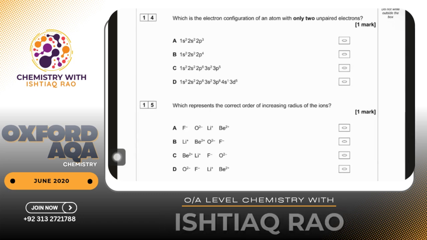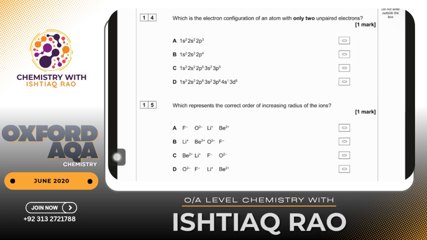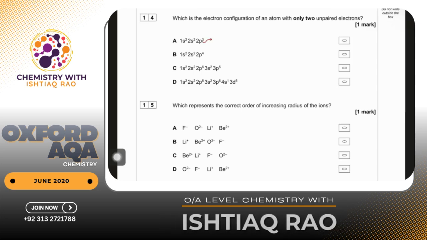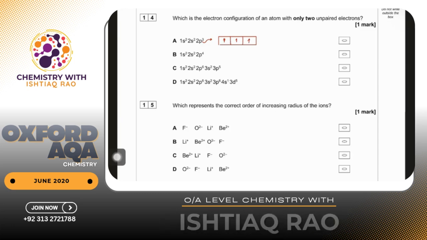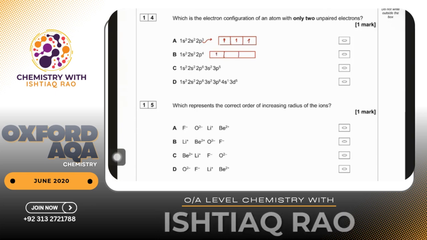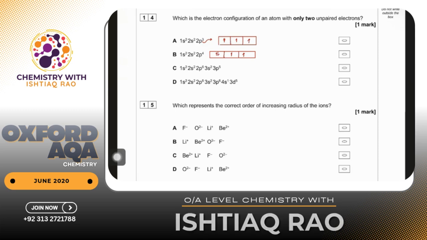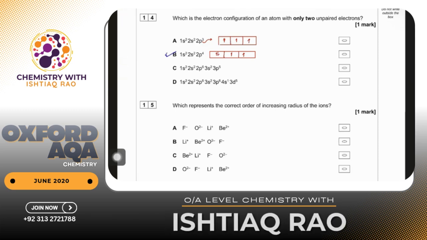Only two unpaired electrons. Wait. One, two, three. It has to be, if I can see, four. One, two, three. There are just two unpaired electrons, so it's B. Exactly.